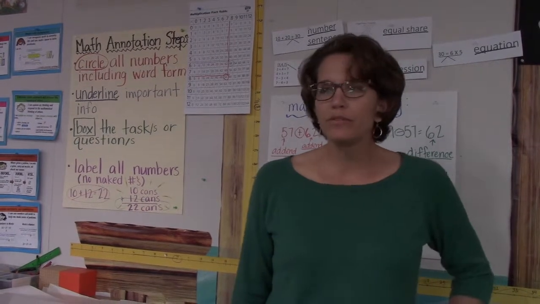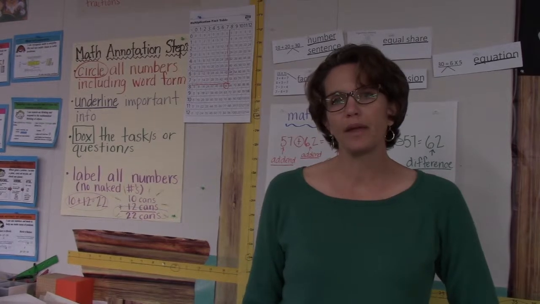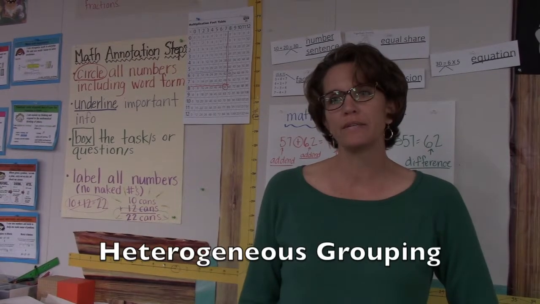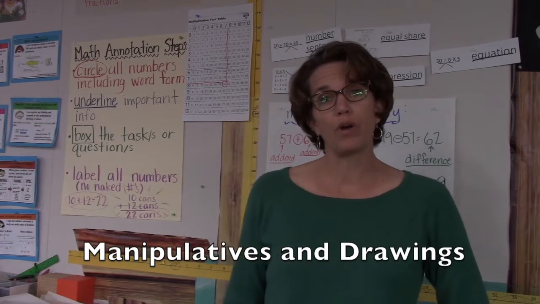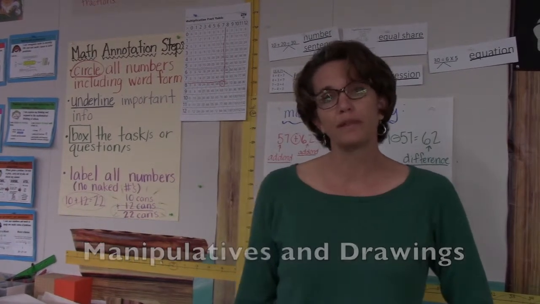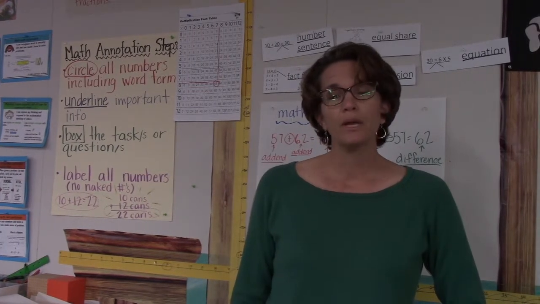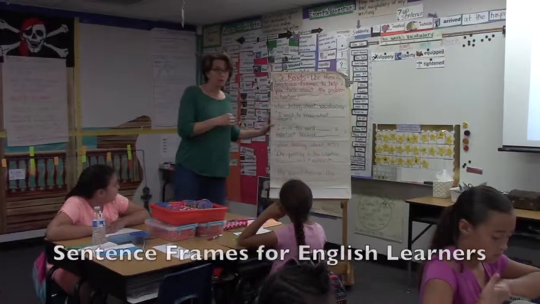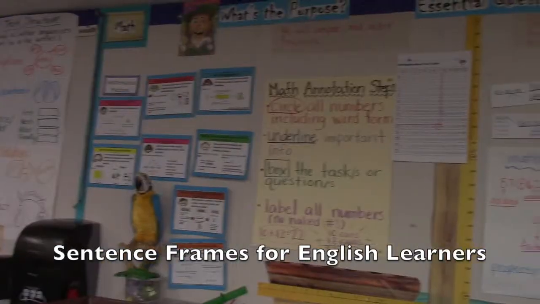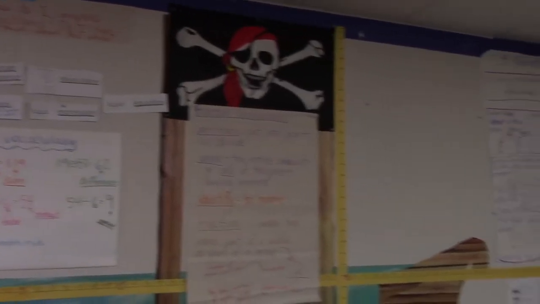To make sure my students are successful in an activity like today, I make sure that they're with a heterogeneous partner when they're working together. I also give them the manipulatives that they need in order to draw. They're going to be doing some drawing today to show their representations of the story stem. So I make sure those manipulatives are made available to the students. And I'm also going to have sentence frames up for my English language learners to be able to communicate, because this is a collaborative group work activity.